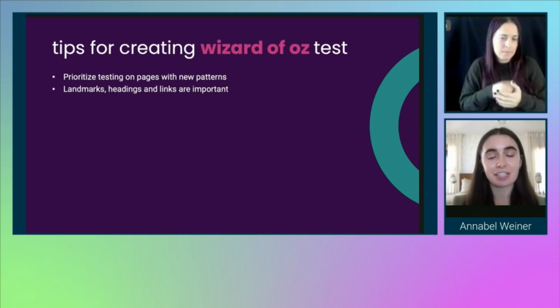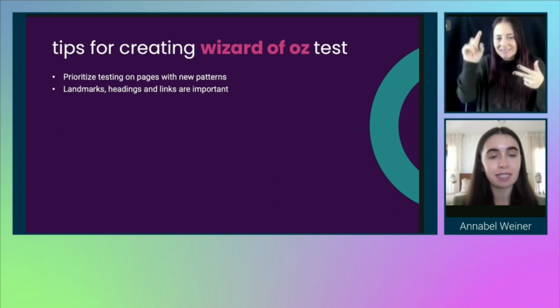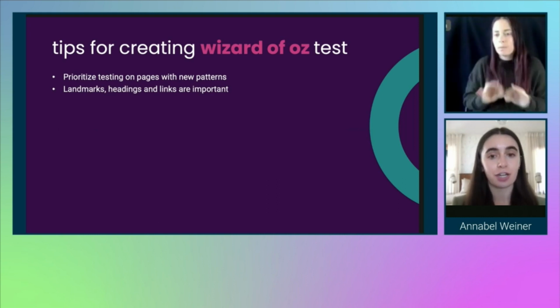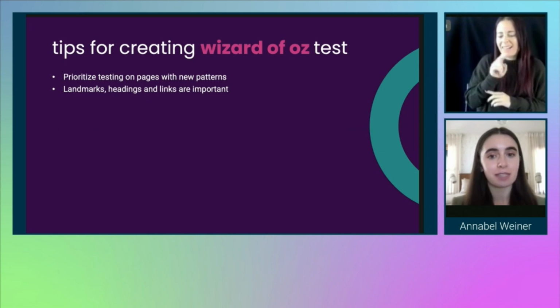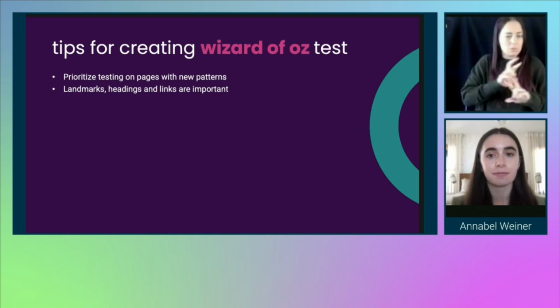Landmarks, headings, and links are really important. We found that a lot of participants use their hotkeys to hop between these elements. So it's important to make sure that your wizard is ready to hop to the next heading or hop to the next link if a participant asks for this.